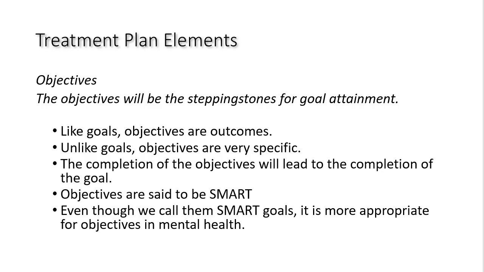Objectives are said to be SMART. So a SMART objective is one that is specific, measurable, attainable, relevant, and timely. Sometimes called time-bound or timing. There's some variations in there, but they all kind of mean the same thing.